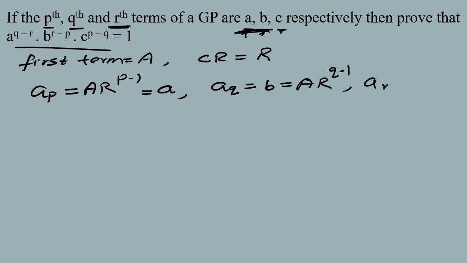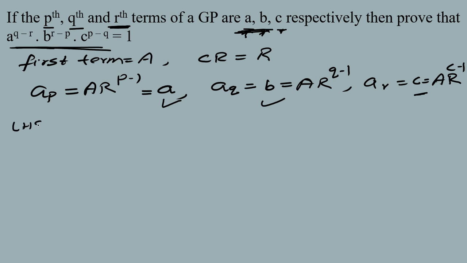Similarly, the rth term is C and it will be equal to A R raised to the power r minus 1. Okay. Now, after getting these values of A, B and C, just put these values in the left hand side.